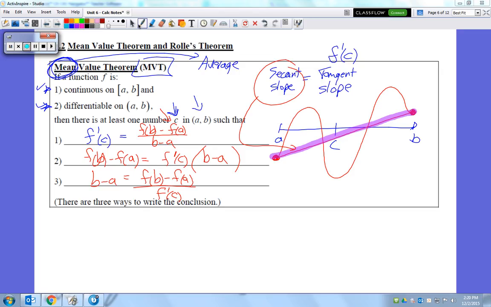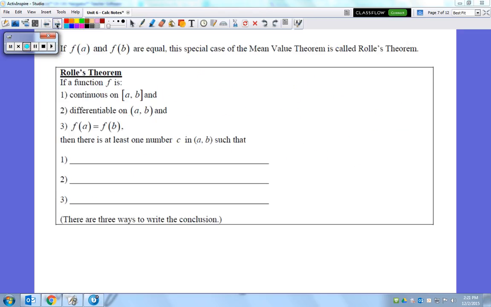Okay, you're going to see what this means here in just a bit. Let's look at something called Rolle's theorem first, though. How many conditions do you have in the mean value theorem? 2. Very important. You might want to write that down. Only 2 conditions. Let's look at something called Rolle's theorem, where immediately you'll see 3 conditions.